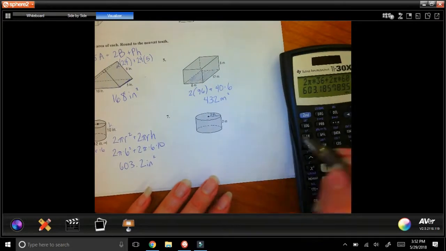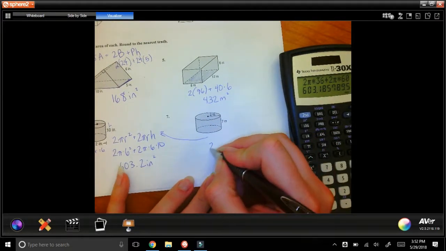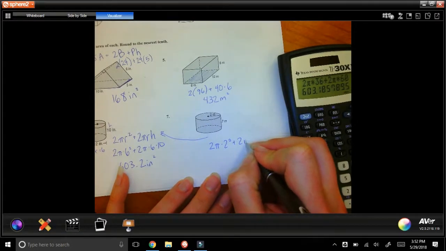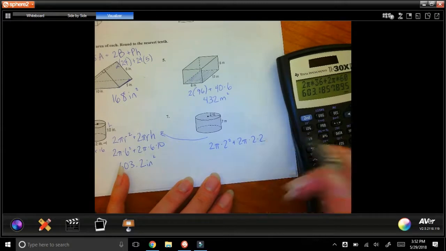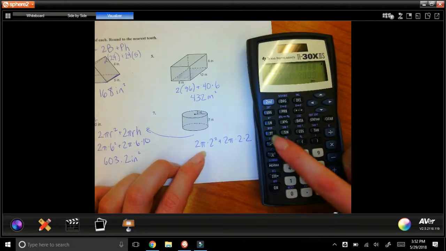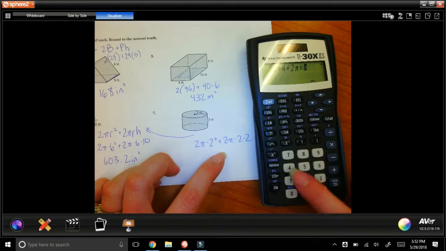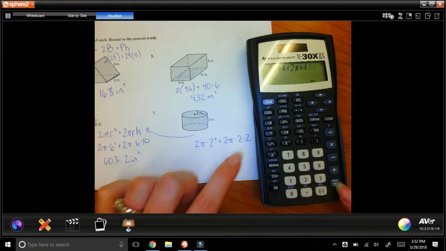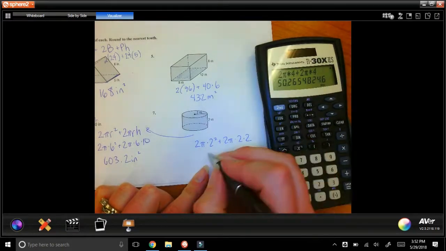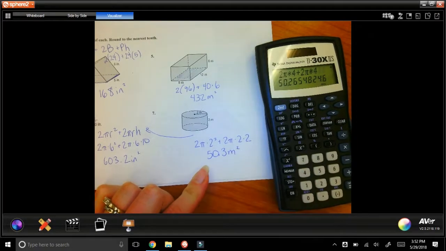This next one, same formula. So this is going to be 2 pi times 2 squared plus 2 pi times 2 times 2. Sometimes when I type this in I type in multiple things at a time, so I will try not to do that, but sometimes I can't help doing the 2 by 2 on my own. Let's see, 50.3. And that's square meters.